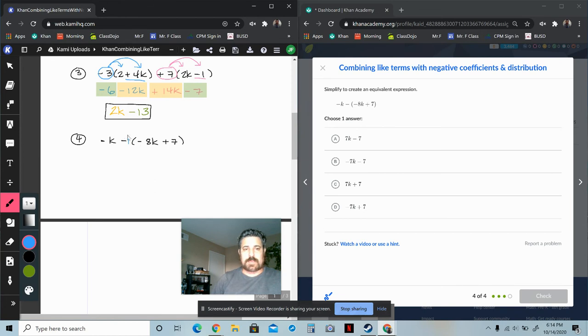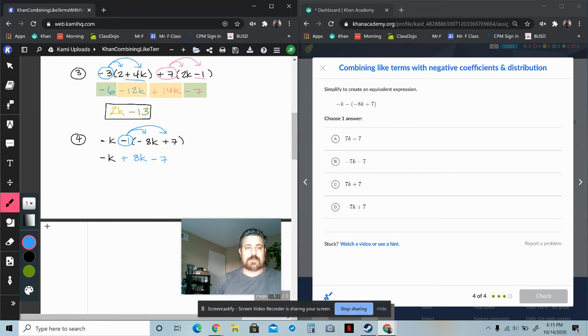So this is going to be the same as if you multiply through by that negative 1 times a negative 8k, and negative 1 times a positive 7. So ultimately what you get is negative k. Negative 1 times a negative 8k is positive 8k. Negative times a negative is a positive. And negative 1 times a positive 7 is a negative 7. So this is your result after you distribute.